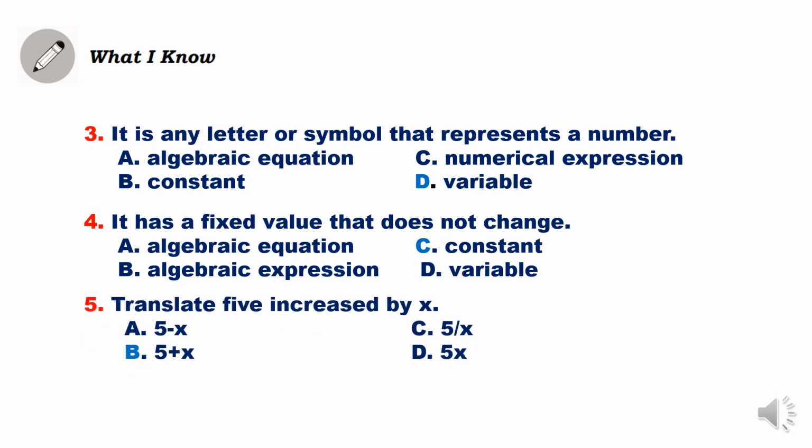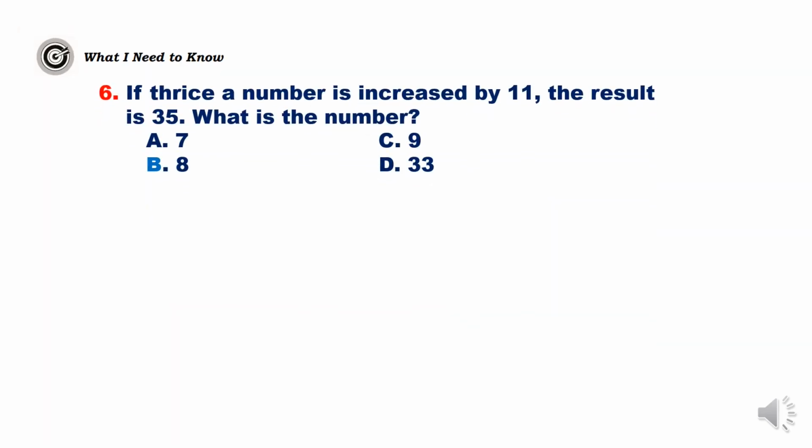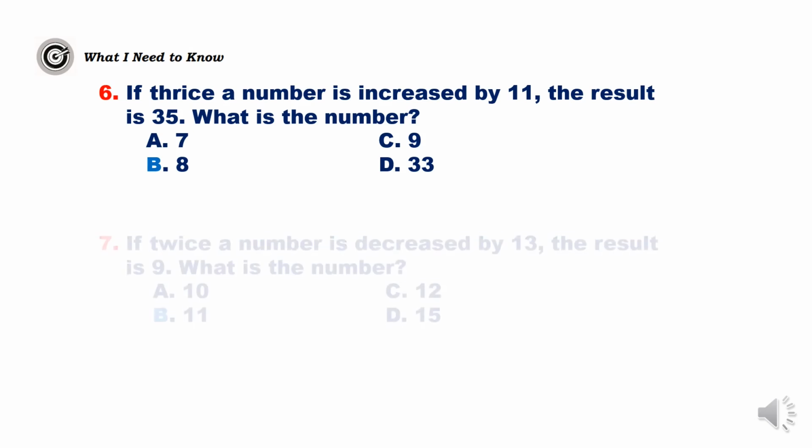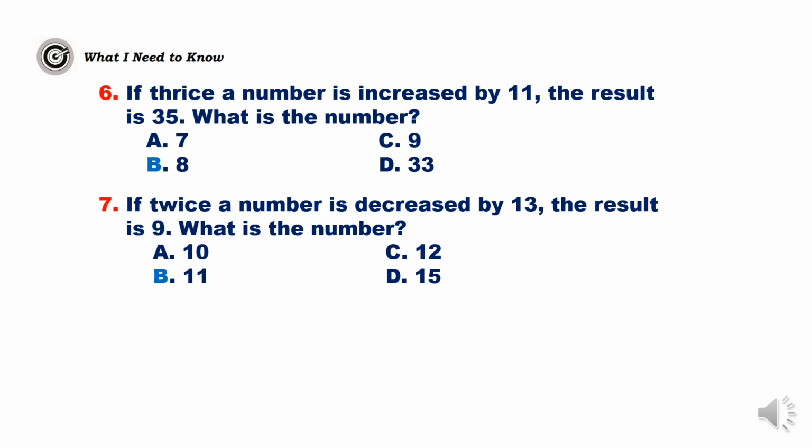Number 5. Translate 5 increased by x. Is it A? Is it B? Is it C? Or is it D? 6. If thrice a number is increased by 11, the result is 35. What is the number? A. 7, B. 8, C. 9, D. 33.